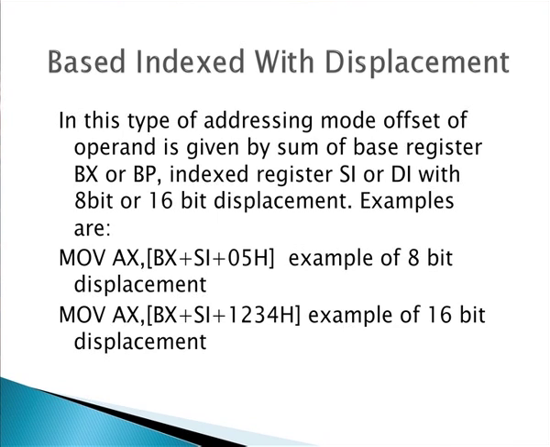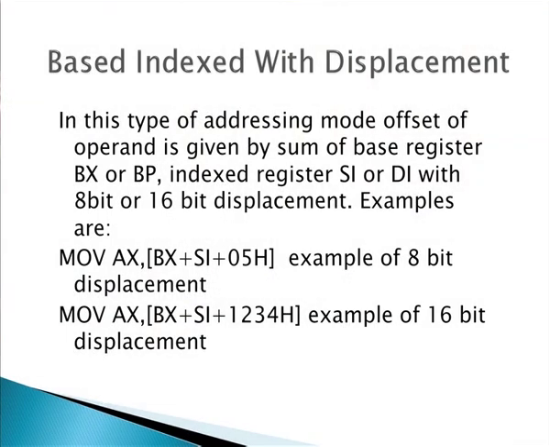Now let us take the example of based indexed with displacement addressing mode. MOV AX, [BX + SI + 05H]. Now this is clearly an example of 8-bit displacement. The offset address is calculated by adding the contents of BX register with contents of SI register and adding 05H, that is an 8-bit displacement, to it. Now the final offset which is calculated, its content will be treated as a lower byte and it will be transferred to AL register, and the contents of the next memory location will be transferred to AH register.